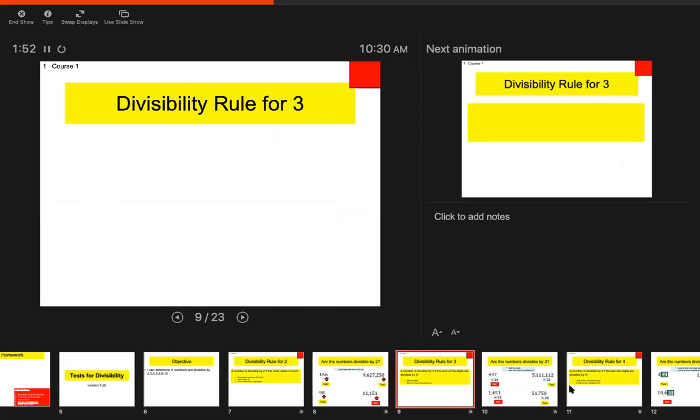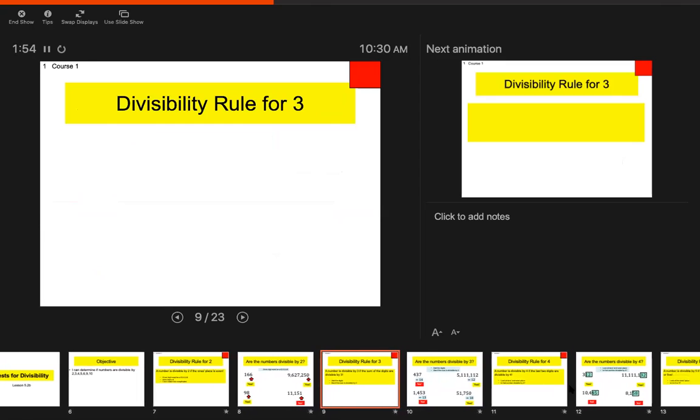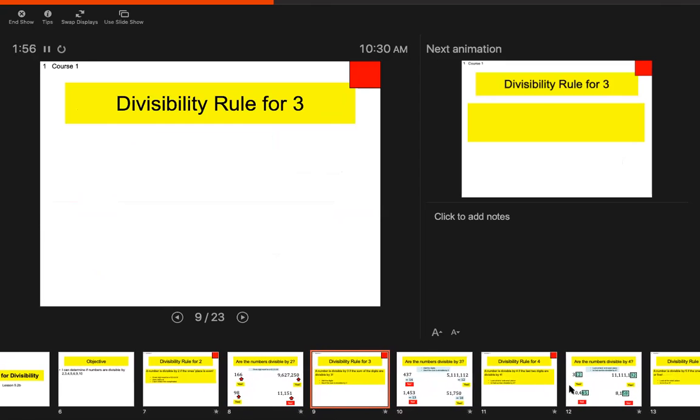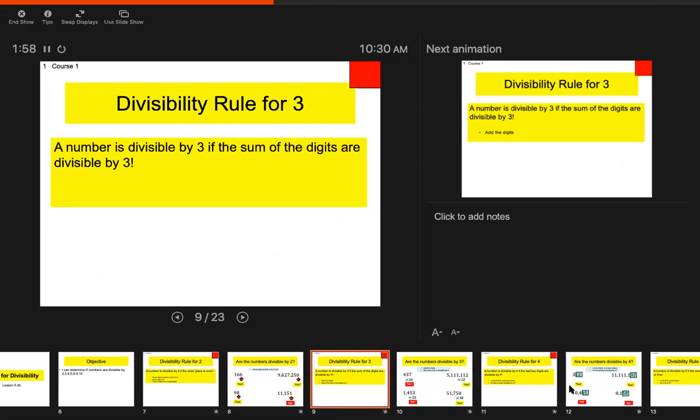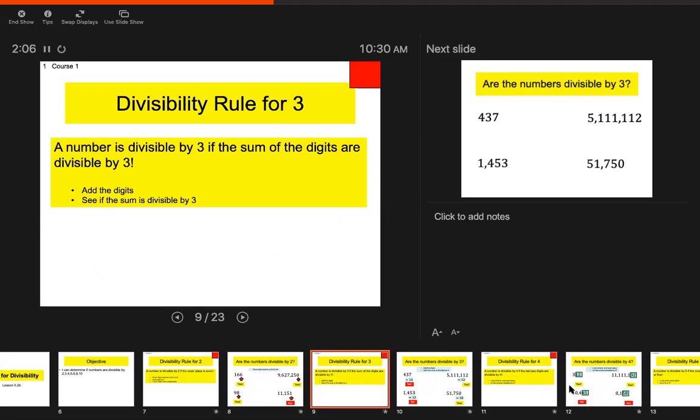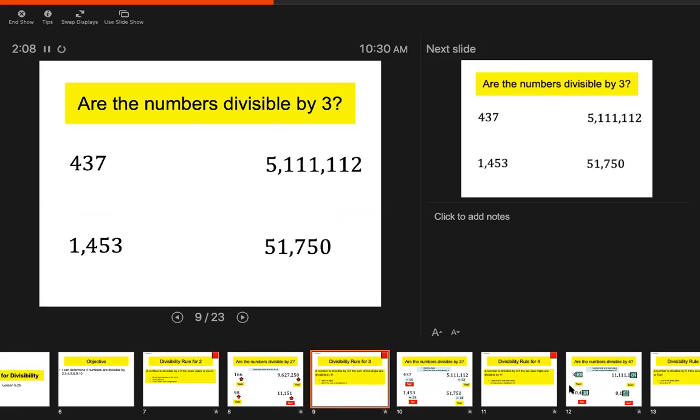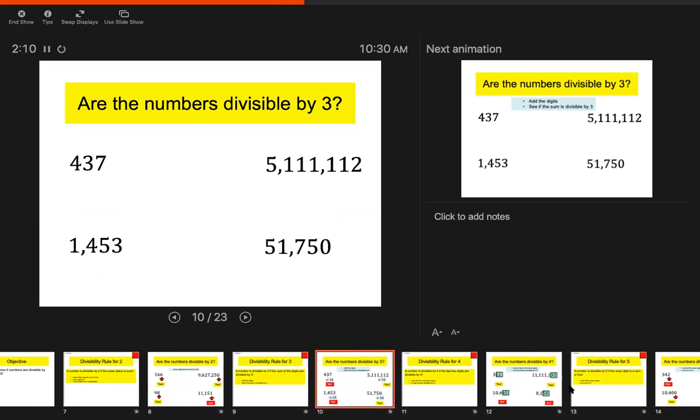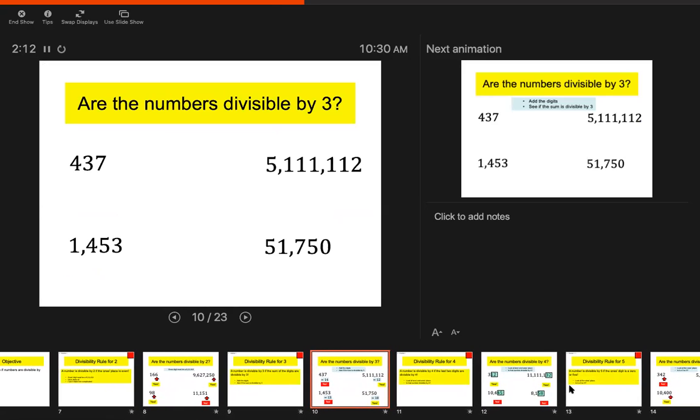Divisibility rule for a 3, some of you will remember it, but many of you won't, which is why it should be on a resource card. The rule for 3 says this: look at all the digits and add them up. In other words, add the digits of the number. And then ask yourself, is that sum divisible by 3? So for instance, the first one, 4 plus 3 is 7, plus 7 is 14. We get a sum of 14, and 14 is not divisible by 3, so 437 is not divisible by 3.